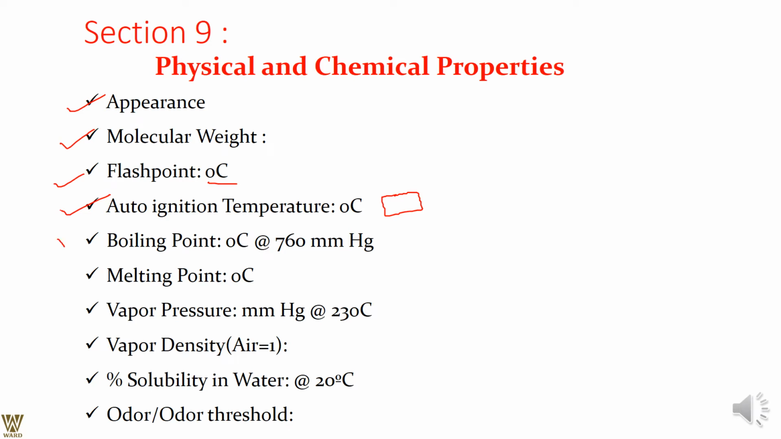The boiling point is defined at a certain pressure level of 760 millimeters. What is my boiling point? What is my melting point? We mention it out. We give the vapor pressure, the vapor density, the percentage solubility in air and in water, the odor, and the threshold. The physical and chemical characteristics are disclosed as far as these criteria need to be mentioned here.